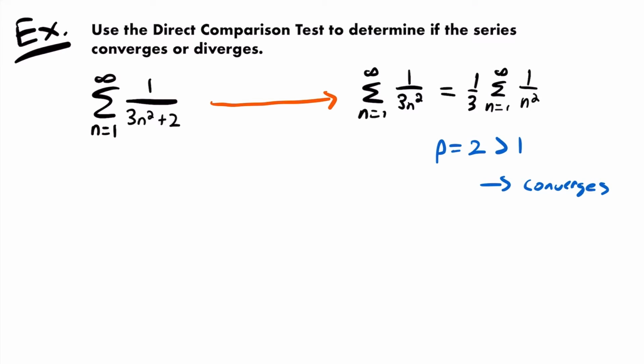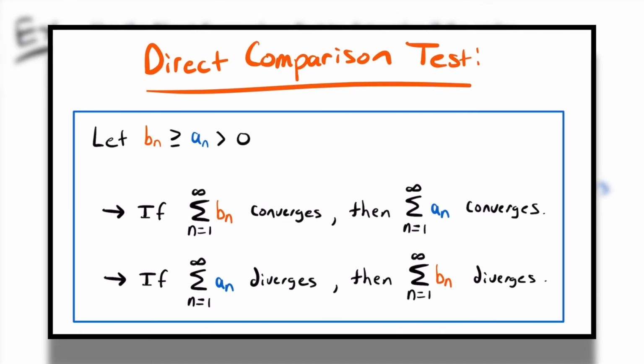Okay, so we know that this series that we are comparing to our original series converges, but does that mean that our original series converges as well? Well, if you remember what the direct comparison test says, if we have two sequences, b sub n and a sub n, where b sub n is greater than or equal to a sub n, and both of those sequences are greater than 0, meaning that their terms are positive, then we can make the following comparisons. And remember that b sub n is the larger sequence because it's greater than or equal to a sub n, so all of its terms will be larger than a sub n.